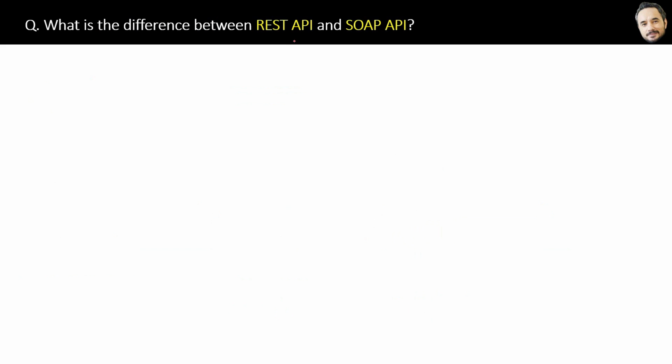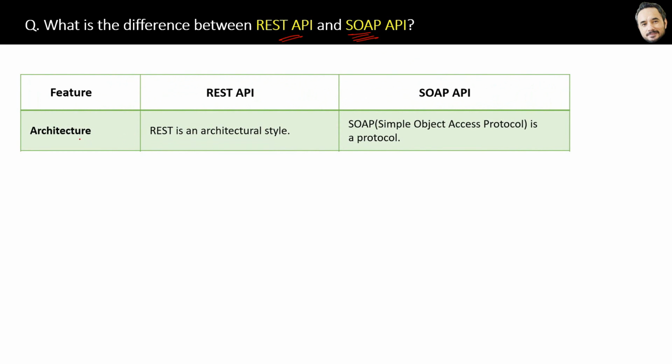What is the difference between REST API and SOAP API? Some years ago, before REST APIs, SOAP APIs were very popular. Okay, now let's quickly see the differences between them based on the features. First is the architecture based difference. Remember, REST is an architectural style. Okay, whereas SOAP is a protocol, simple object access protocol. It's not an architectural style.